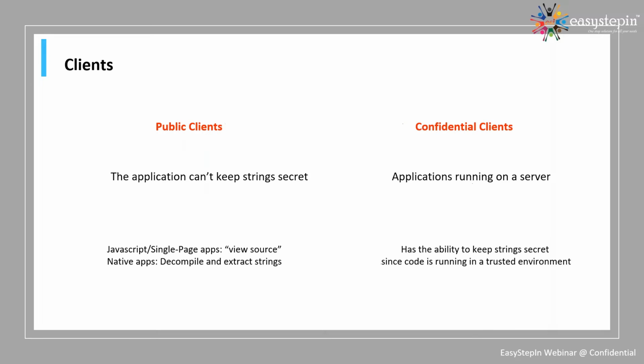Okay. Then we have two different types of clients, public client and confidential client. Public clients are where the application can't keep secrets. For example, browser-based apps and mobile apps can't keep secrets, right? And confidential clients have the ability to keep secrets since the code is running in a trusted environment.